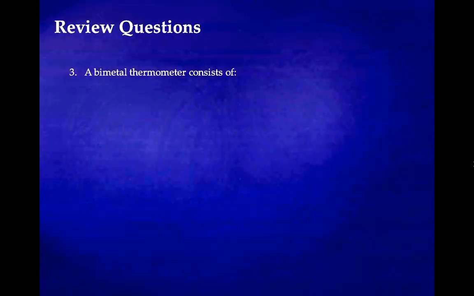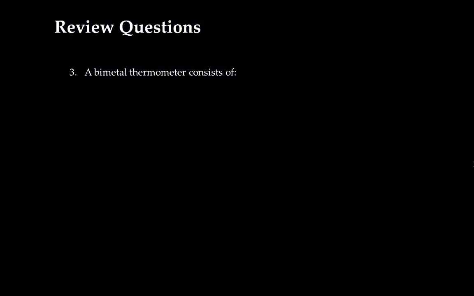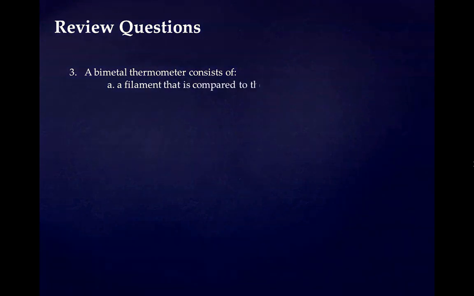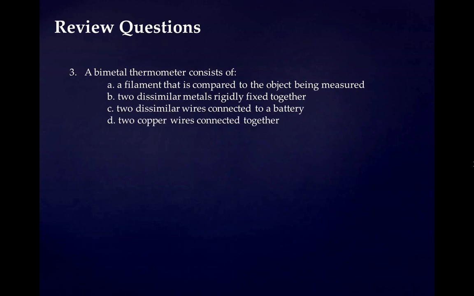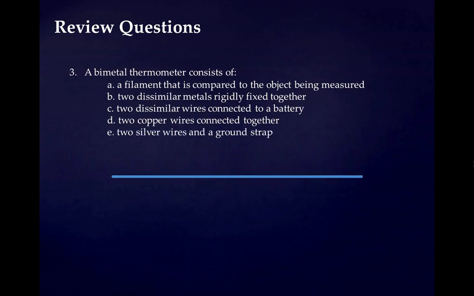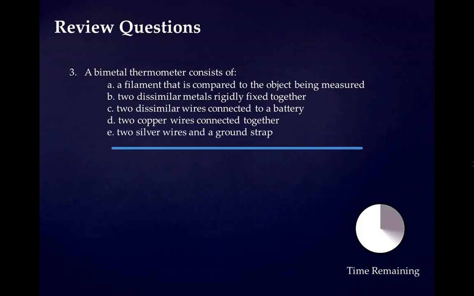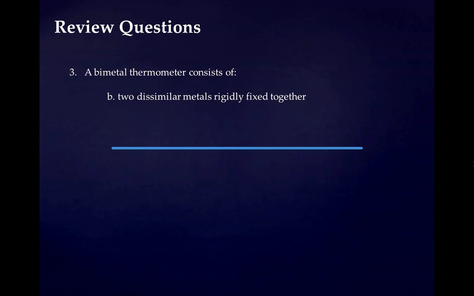A bimetal thermometer consists of A. A filament that is compared to the object being measured. B. Two dissimilar metals rigidly fixed to each other. C. Two dissimilar wires connected to a battery. D. Two copper wires connected together. E. Two silver wires and a ground strap. And the answer is B. Two dissimilar metals rigidly fixed together.